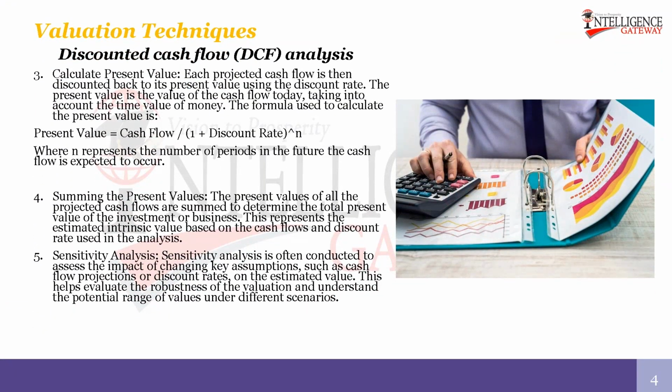Calculate present value. Each projected cash flow is then discounted back to its present value using the discount rate. The present value is the value of the cash flow today, taking into account the time value of money. The formula used to calculate the present value is: present value equals cash flow / (1 + discount rate)^n, where n represents the number of periods in the future the cash flow is expected to occur.